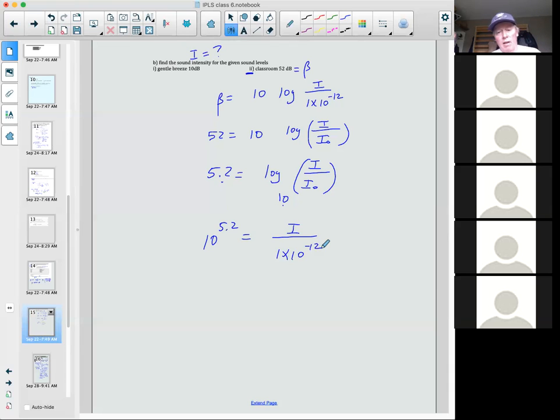The other way to do this, of course, is to realize that 10 to the power of is the inverse function of log. So if I do 10 to the power of both sides, I get the same expression. So it remains to cross multiply.